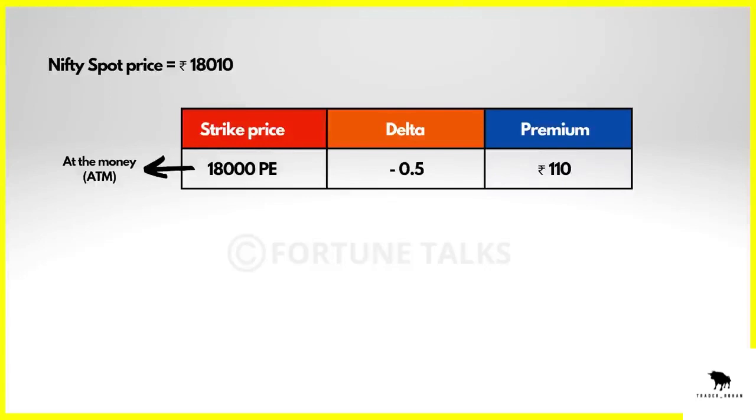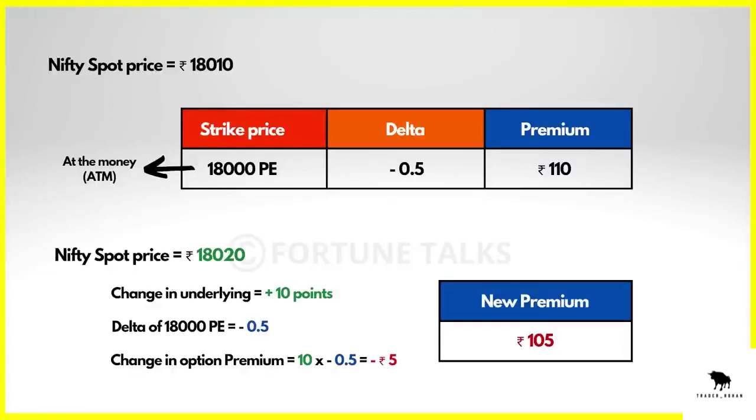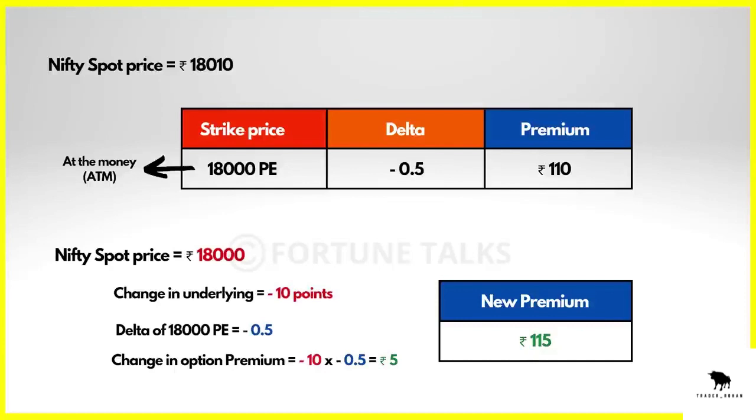0.5 rupees. So if the spot price changes to 18,020, that is, the spot price increases by 10 points, then the put option premium will decrease 5 points to 105, and if Nifty moves to 18,000, that is, the spot price decreases by 10 points, then the 18,000 put option premium will rise 5 points to 115 rupees.